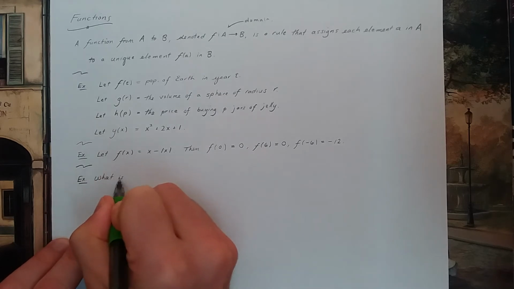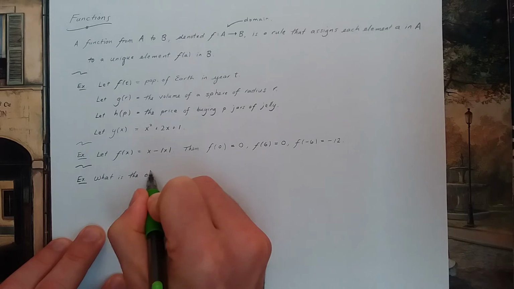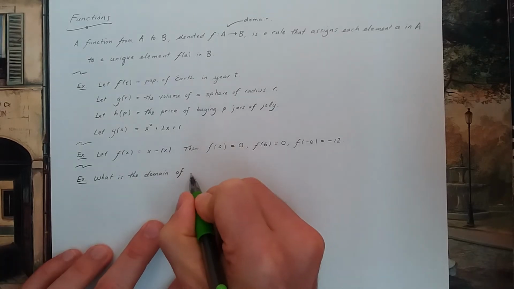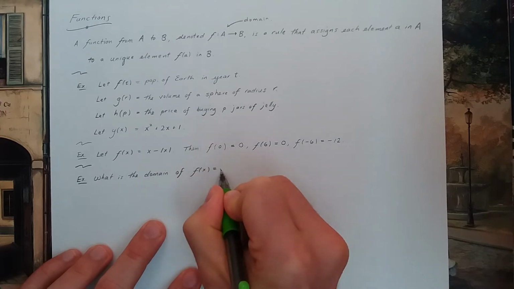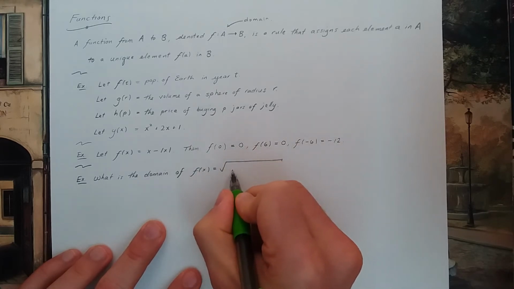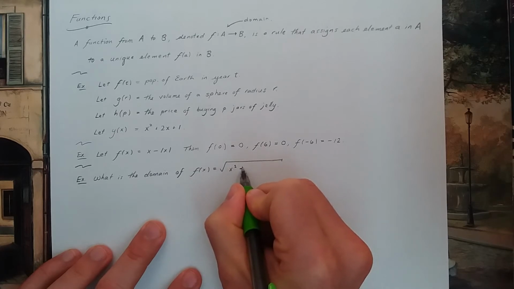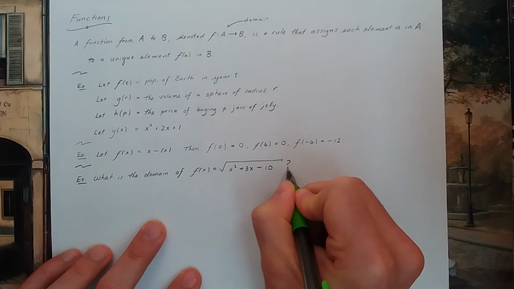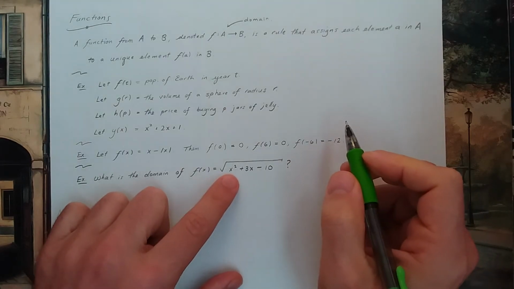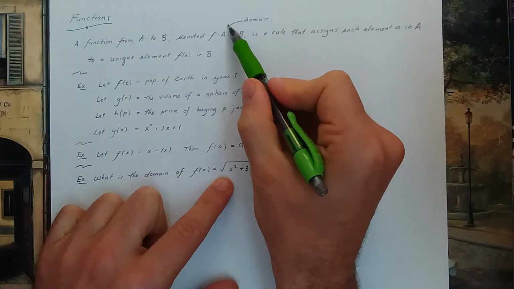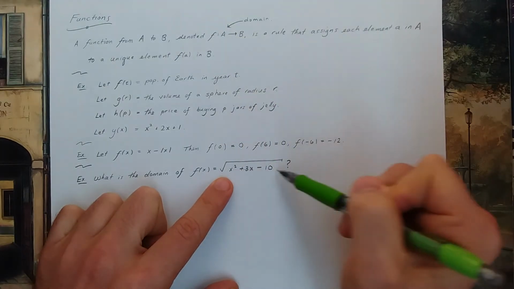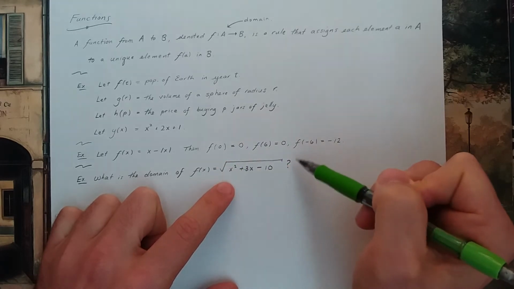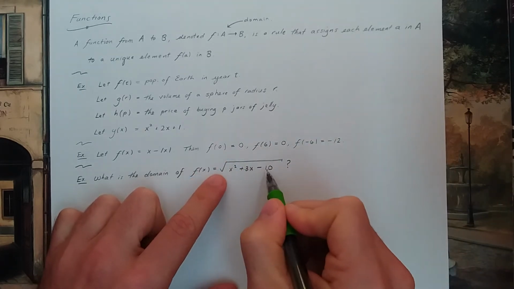What is the domain of the function f of x is the square root of x squared plus 3x minus 10? So when I write down a function like this, the domain is the set of numbers that I'm allowed to plug in for x. The implied domain is all real numbers for which this expression makes sense.